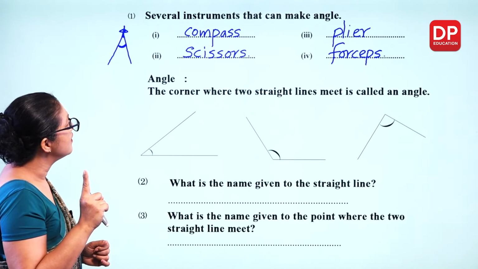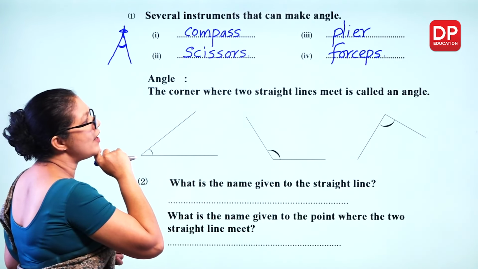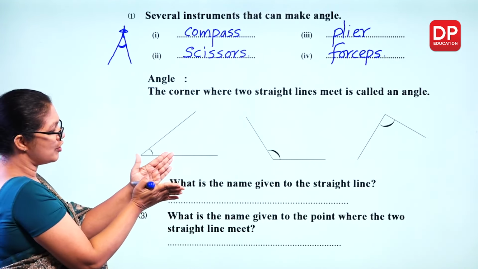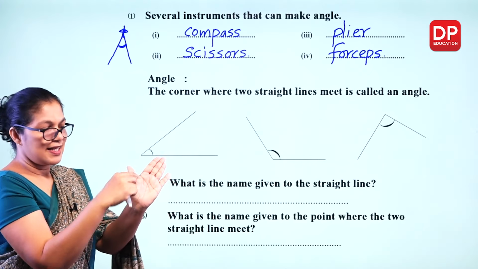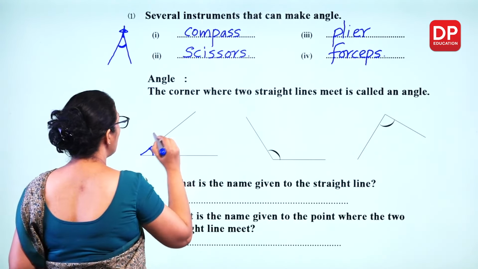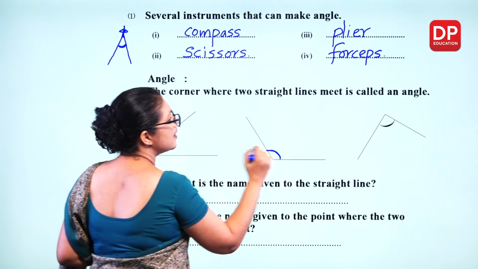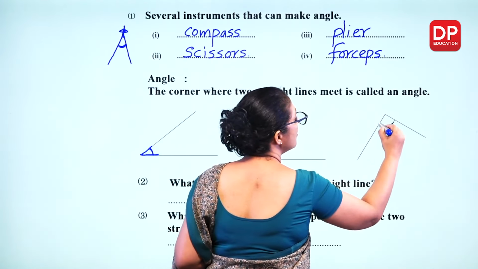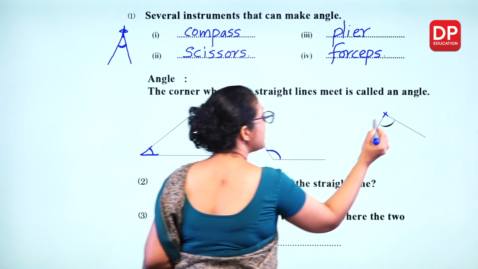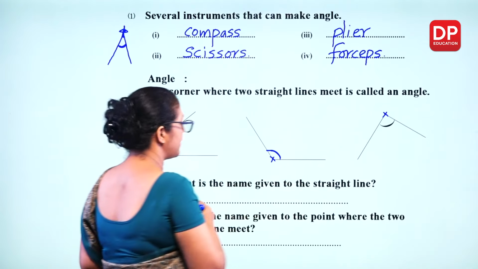So the corner where two straight lines meet is called an angle. So the two straight lines meet, that means the included one, is called the angle, the corner. This is the corner here. These are the two arms. And here also, these are the two arms. This is the vertex point. This is the vertex. So you get the angle.